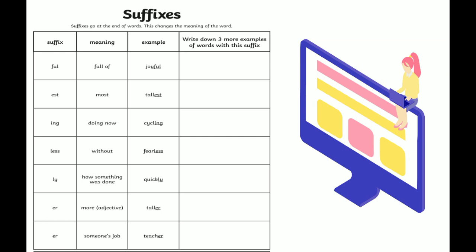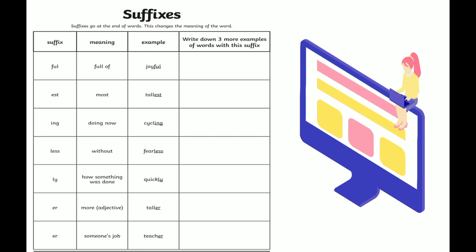Okay, you have to think. I will not tell all the answers now. Next, with ing, that means doing now. Cycling. Just like cycling, you have to think of more words where you can add the suffix ing and form new words.